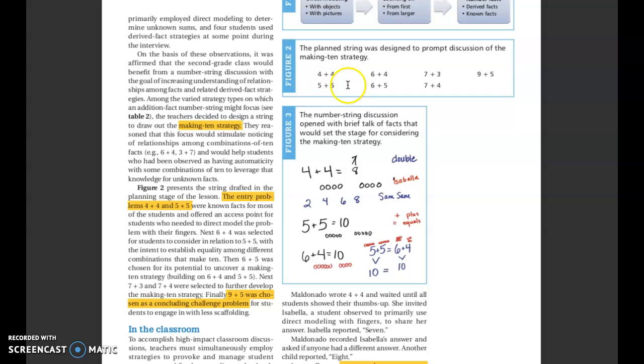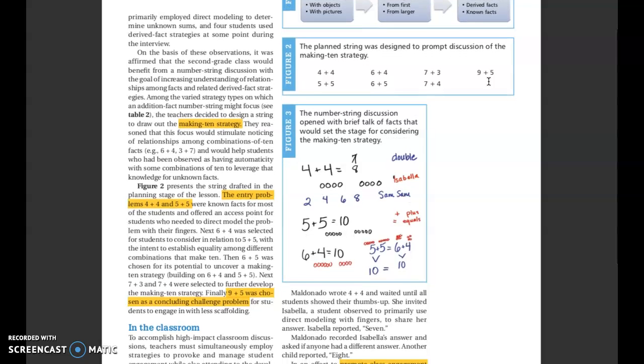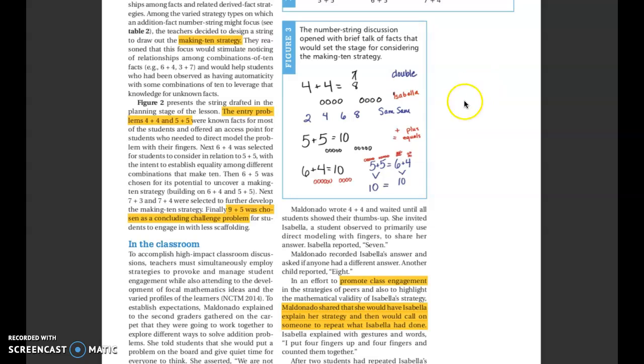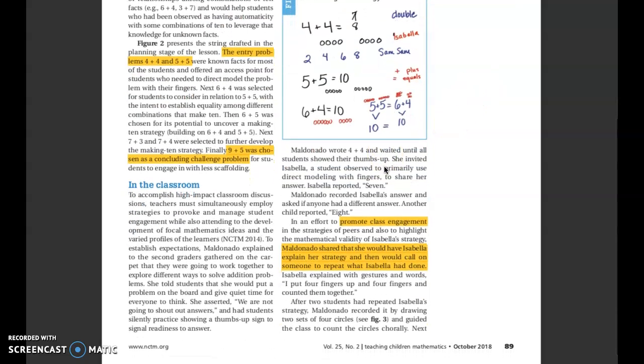The next problem is 6 plus 4. And this was the making 10 strategy in relation to the 5 plus 5. The next three problems were related to the making 10 strategy. And the last problem was chosen for students to engage with less scaffolding. While Maldonado was using the number string strategy, she gave students time to silently work out the problems themselves.